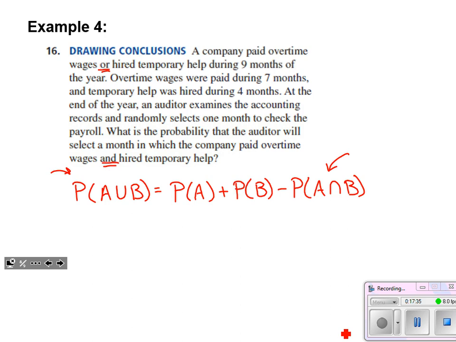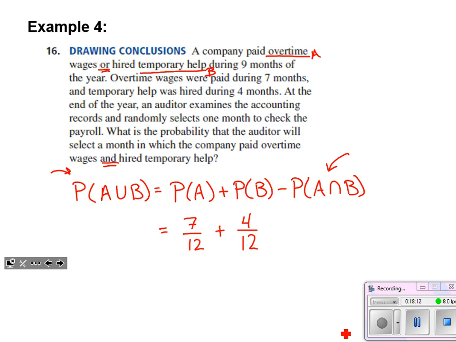Okay, so let's say the overtime wages are event A, and the temporary help is event B. Okay, so overtime wages, that's event A, were paid during 7 months. So event A is 7 of the 12 months that that auditor could possibly choose. Temporary help, that's event B. That was hired during 4 months, so 4/12. 4 of those months out of 12 that the auditor could choose.